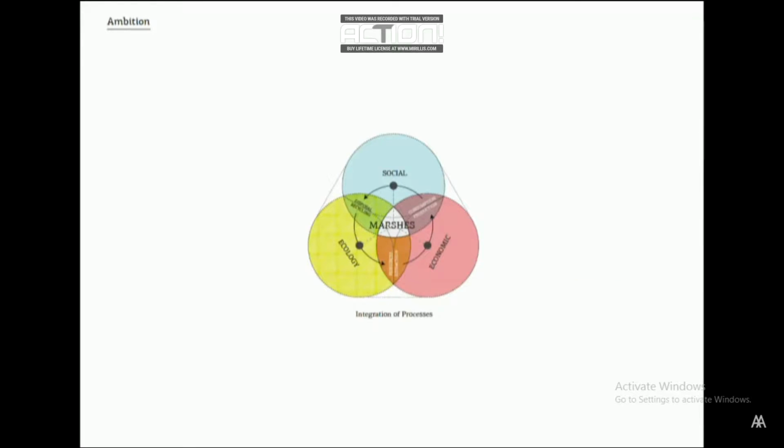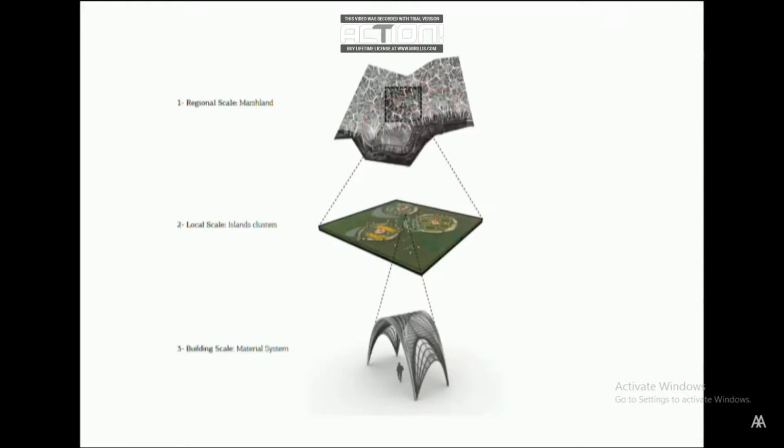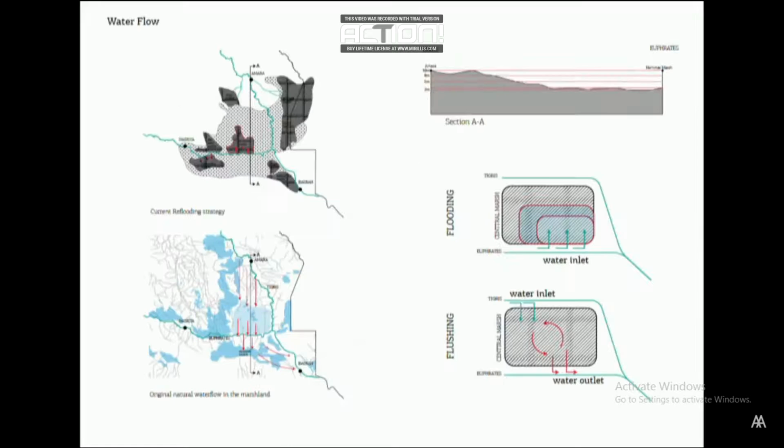To address these issues, we propose a series of small and large-scale interventions aimed at restoring the ecology of the marshes, and at the same time, we propose strategies to activate social and economic activity. The goal is to propose a model of habitation that integrates industrial productive activity with social functions and ecological processes. We developed strategies at three different scales: regional, local, and architectural scale.